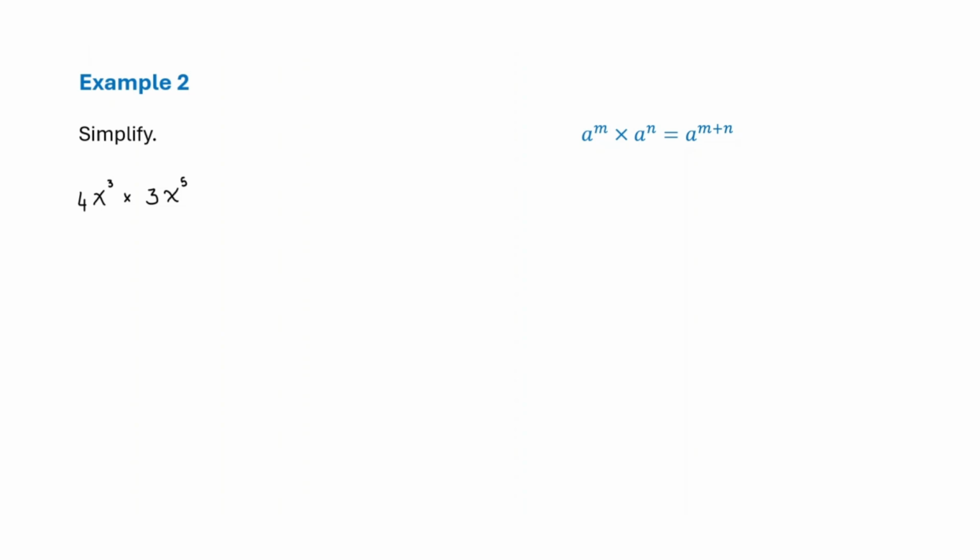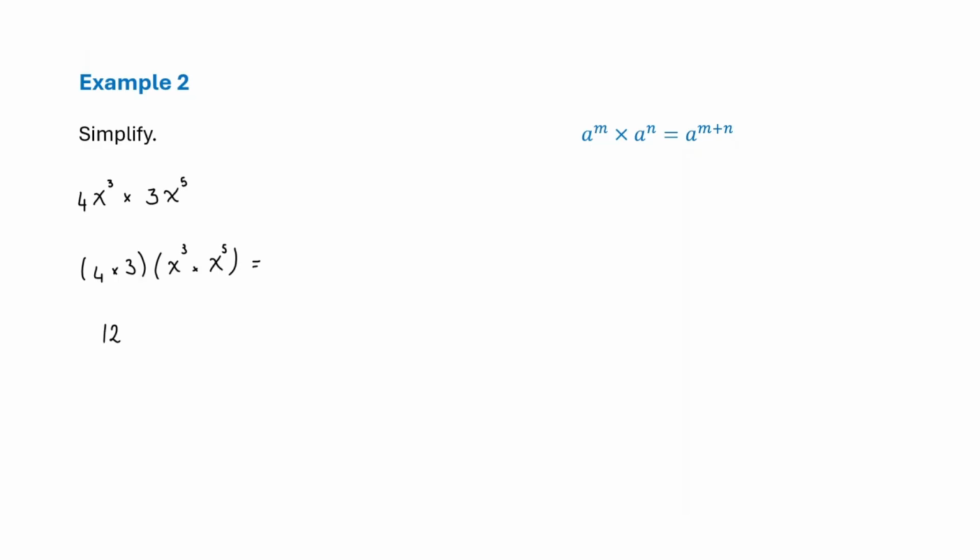Let's move on to the second example. We have 4x cubed multiplied by 3x to the power of 5. A useful strategy here is to group the coefficients together and the powers of x together. This gives us 4 multiplied by 3 and x cubed multiplied by x to the power of 5. For the coefficients, we simply multiply them together. 4 multiplied by 3 is 12.